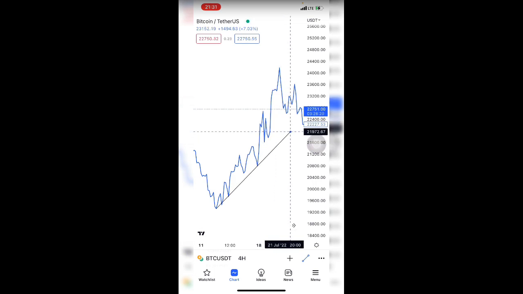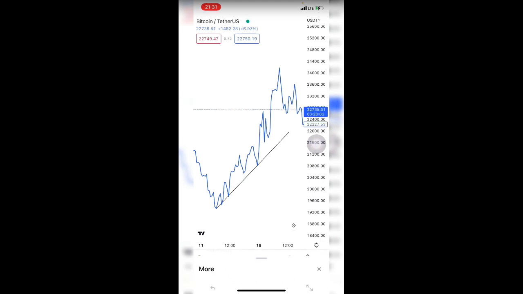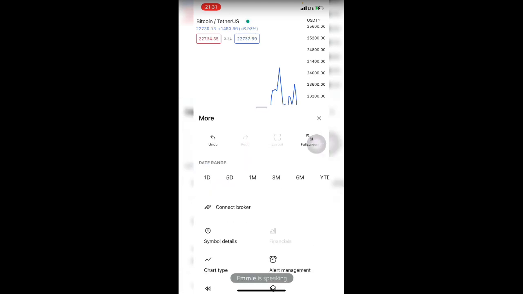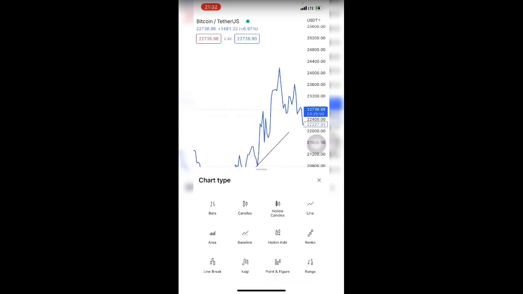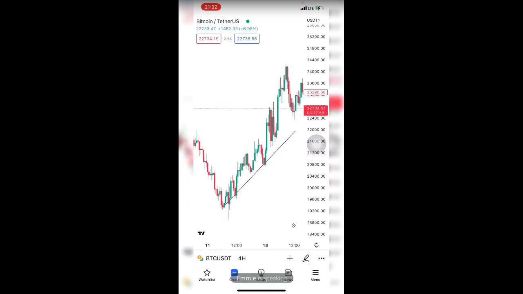Can you see that I connected the bottom? The reason why I'm changing it from candlestick is because candlesticks have wicks, and some wicks break the trend line, so you will not get it very well. So now I will change it back. Chart type. I will change it back to candles. So I can now adjust it.